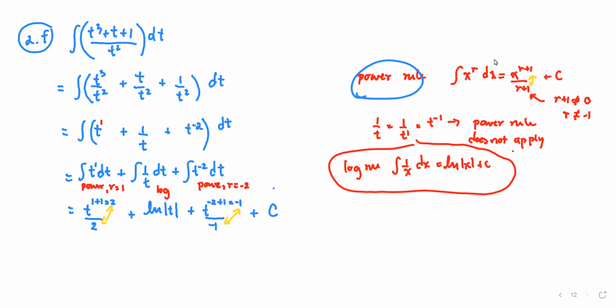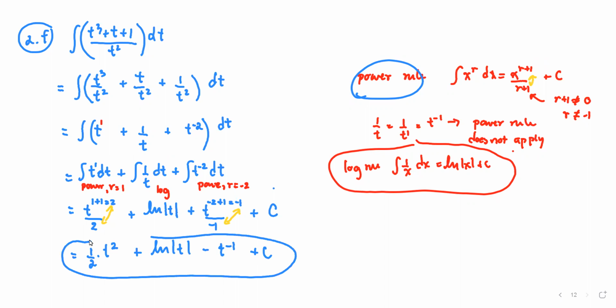And now we simplify. I'm going to write it with a coefficient: 1 over 2 times t squared plus the natural log absolute value of t. Negative 1 in the denominator becomes negative t to the negative first, plus c, as the answer for this problem. Or you can write negative t to the negative 1 as negative 1 over t as well. So either one works.